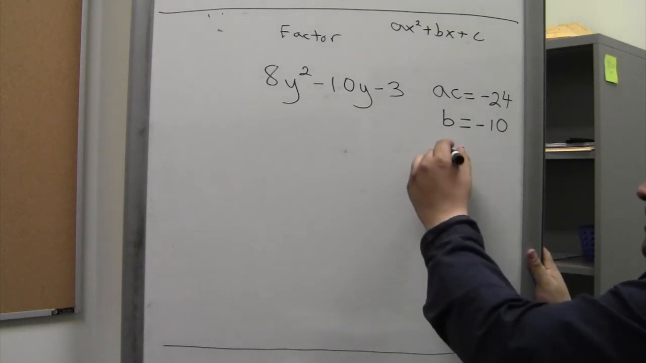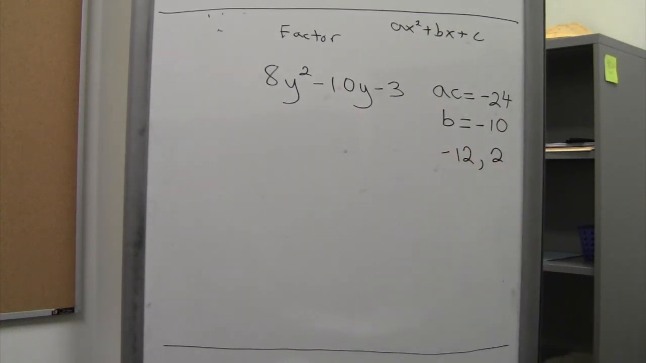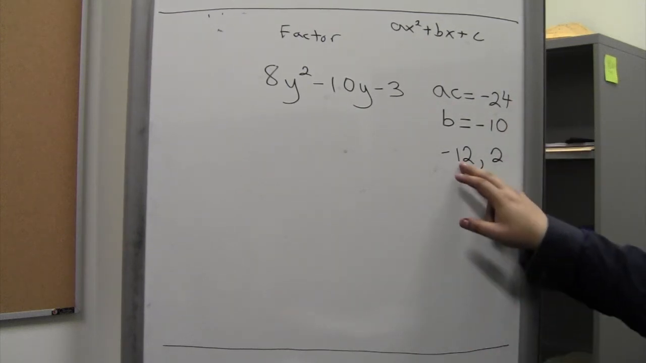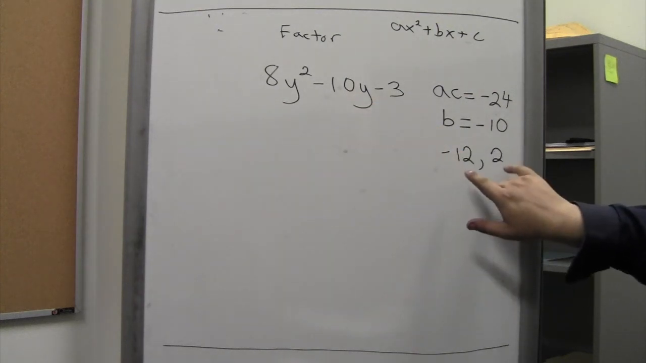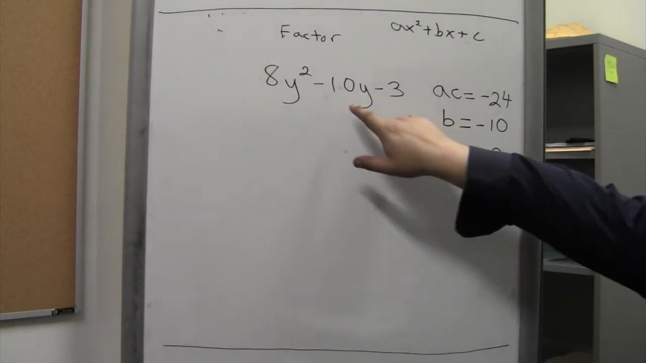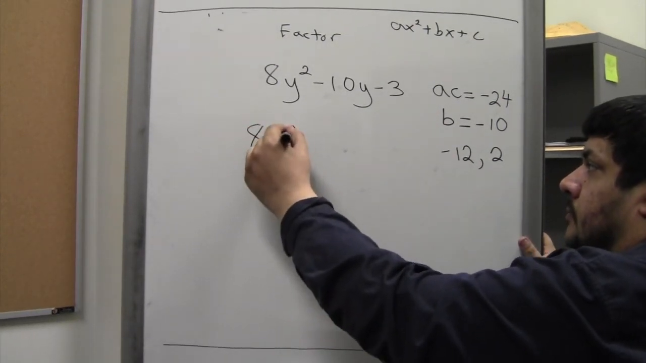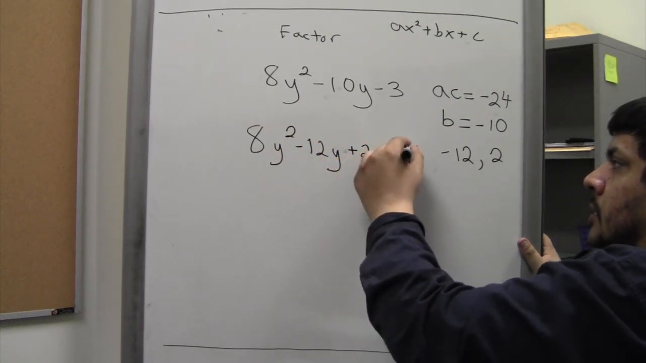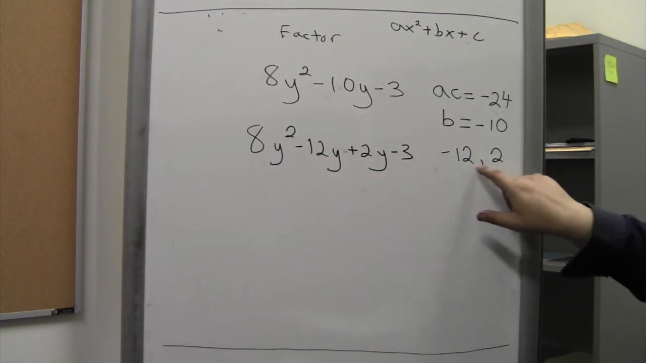All right, what if we said negative 12 and positive 2? What if we did that? Well, negative 12 times 2 is negative 24. Negative 12 plus 2, that certainly is negative 10. These are the correct numbers to use. Now let's take these two numbers here that we found, and let's rewrite this middle term. Alright, so now we have negative 12y and plus 2y that came from these numbers.